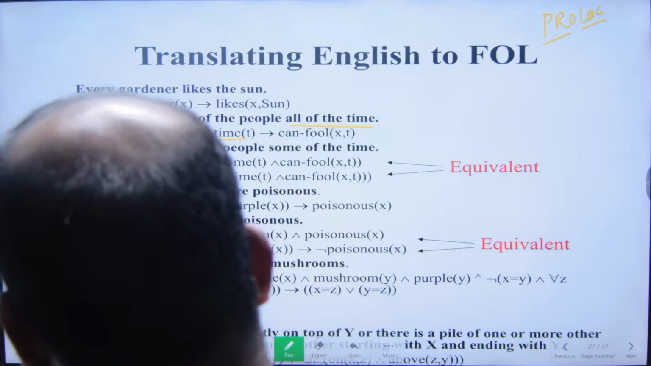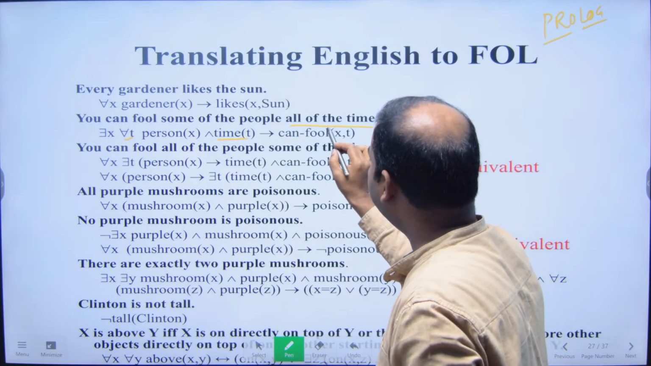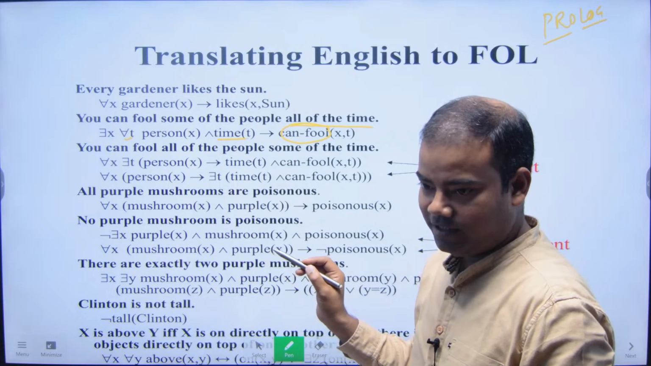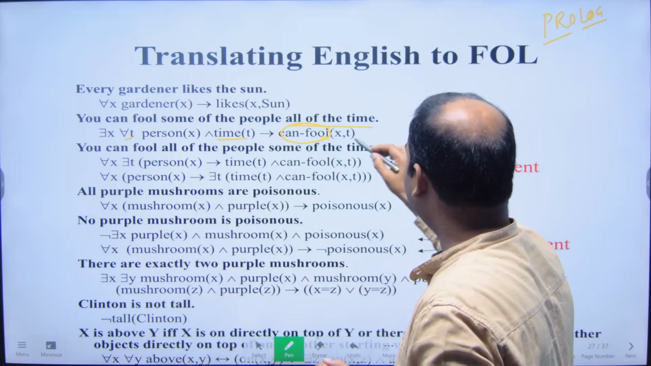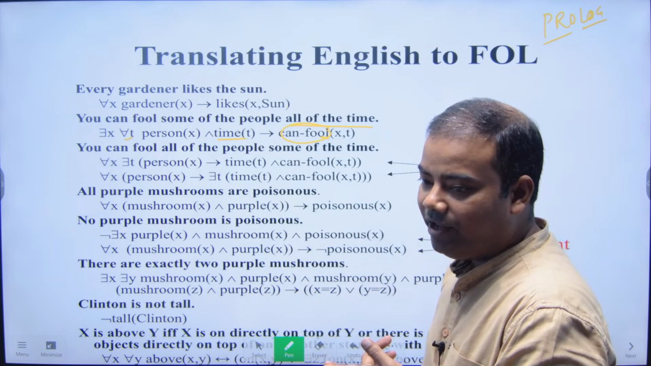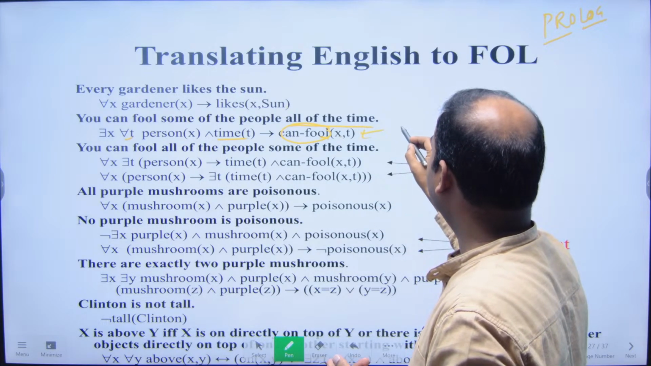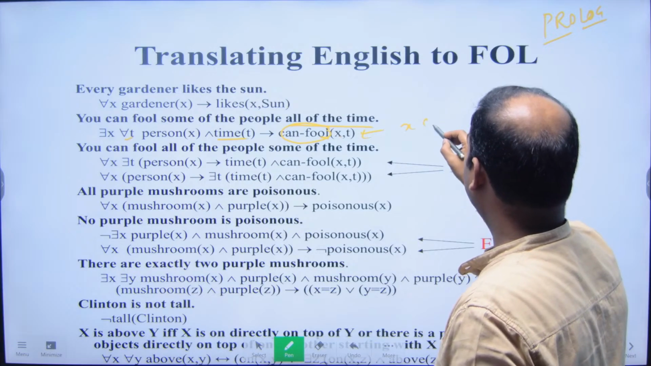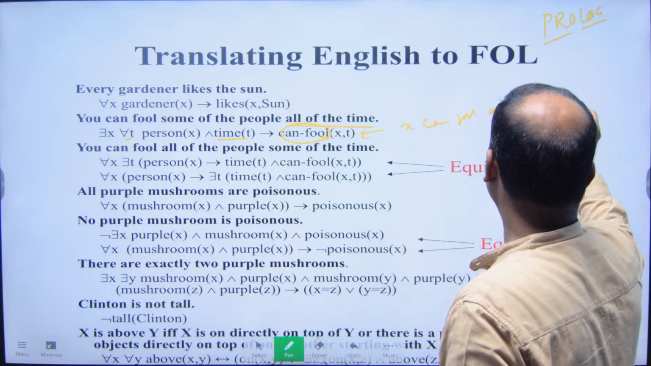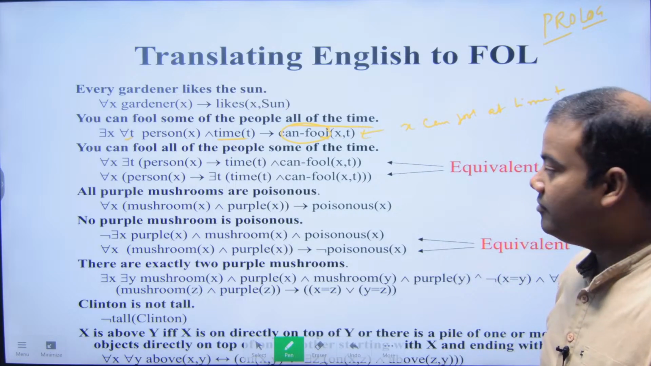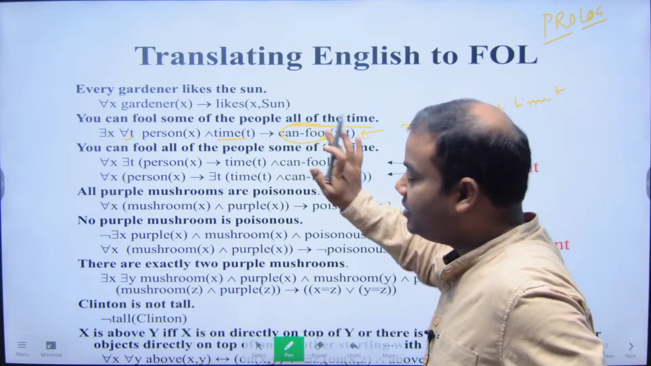Yes. Okay, so actually this depends on how you are writing the predicate. That is also important. For example, if you write CanFool(x, t), it means x can fool at time t, and for all the time this holds. So it is important how this is written.